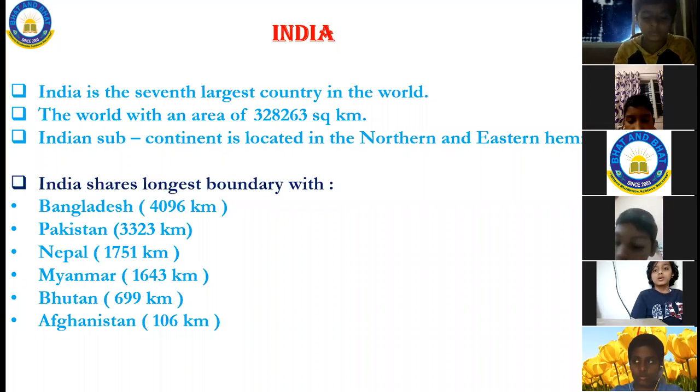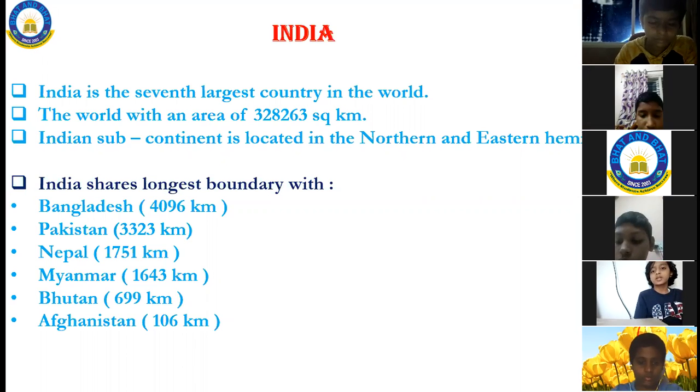Yes, it even shares a boundary with China, but we have taken only the longest parts here. Not all, only a few parts we have taken.